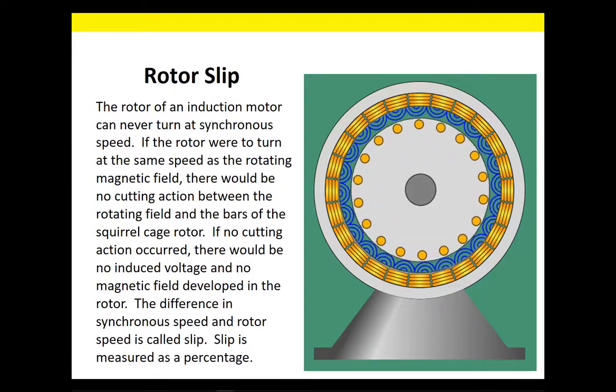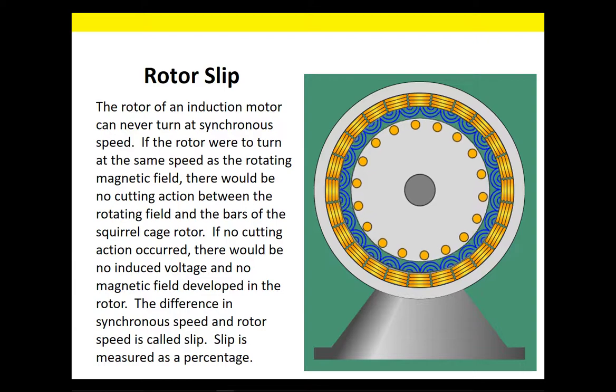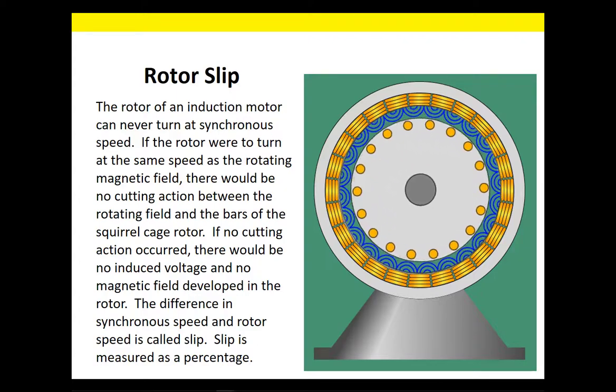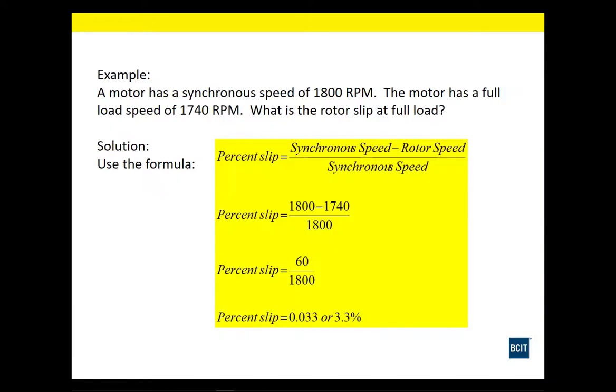Rotor slip. The rotor of an induction motor can never turn at synchronous speed. If the rotor were to turn at the same speed of the rotating magnetic field, there would be no cutting action. And there would be no potential induced in the rotor bars, and there would be no current flow. Now, the difference between the synchronous speed and the rotor speed is called slip. Slip is measured typically as a percentage. And this is how we calculate it.